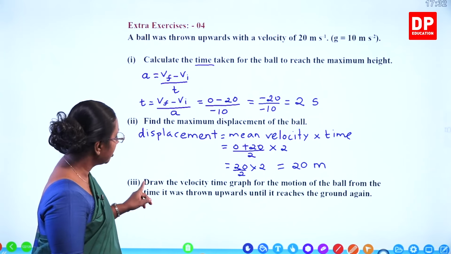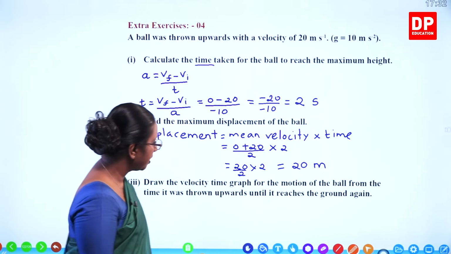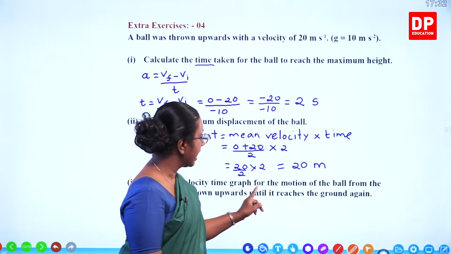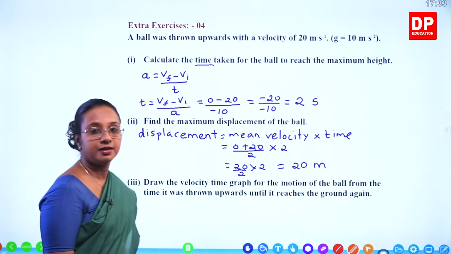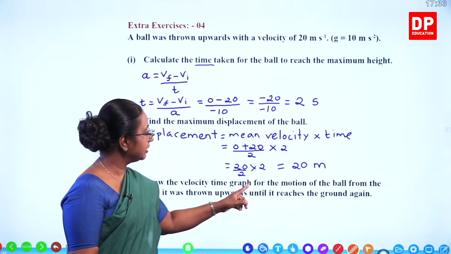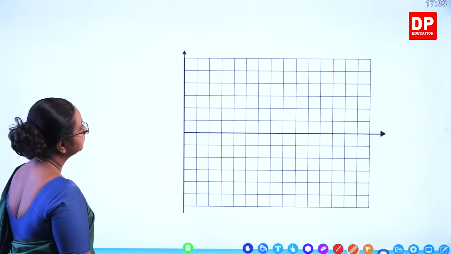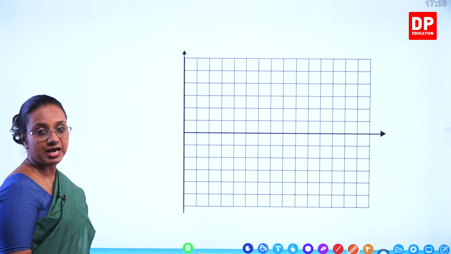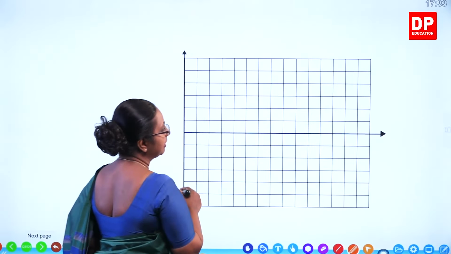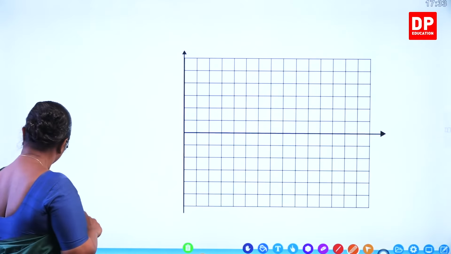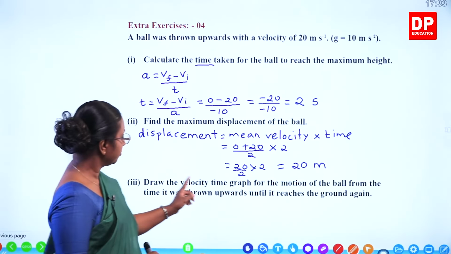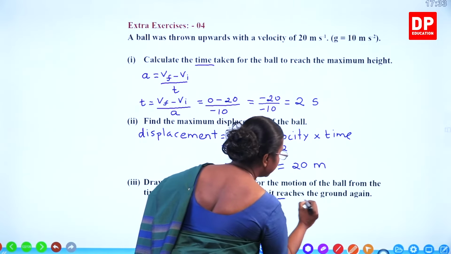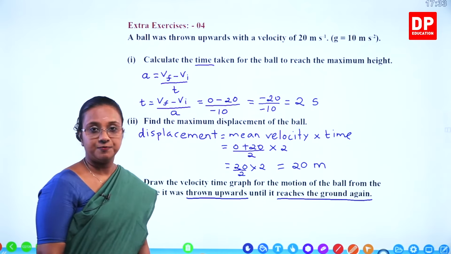The next one, draw the velocity time graph for the motion of the ball from the time it was thrown upwards until it reaches the ground again. So I will go to the next page. Right. So here we need to draw the velocity time graph. So again I will be marking the axis, and going back to the question, here you can see the ball was thrown up until it reaches the ground again.